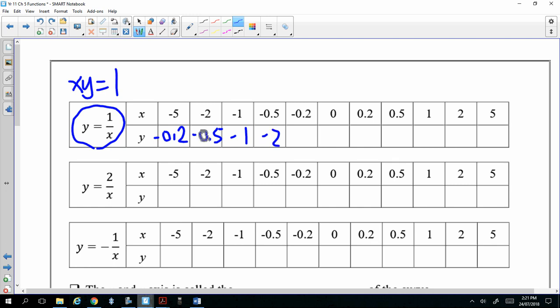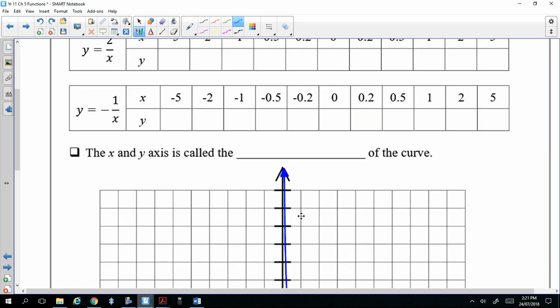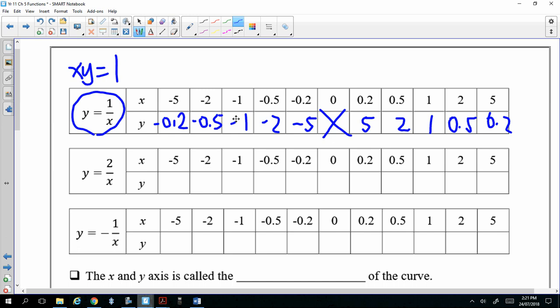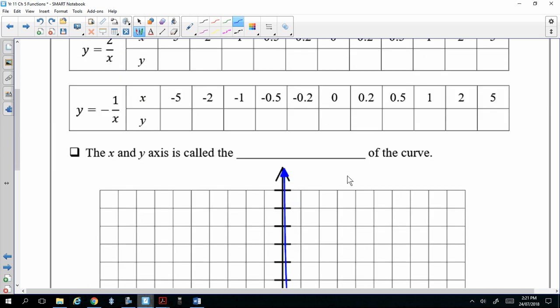Now, can you substitute 0? No, you can't put 0 in the denominator. So there's nothing here, and then you end up getting 5 to 1, 0.5, 0.2. Now, you don't have to draw this because I drew it for you already. Okay, so it's at the bottom, it's already drawn. So this is y equals 1 over x.